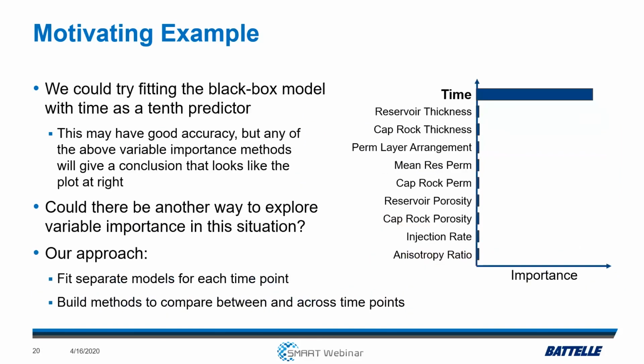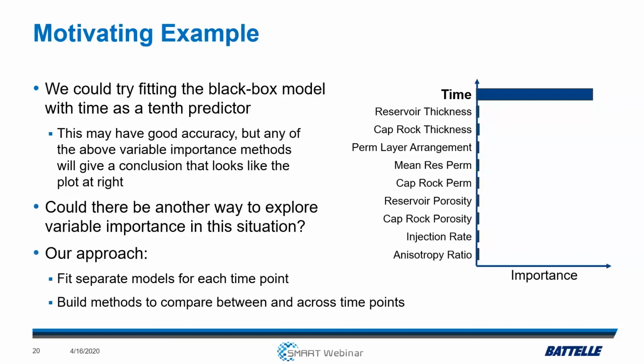So, one thing you can do, and we tried this and it works, is you can throw in the time step as just a 10th predictor in the model. You can fit that model, but of course, if you look at any of these variable importance approaches on your data set, you're going to find out, hey, time is the most important variable in the model. And everything else is going to have very low importance.